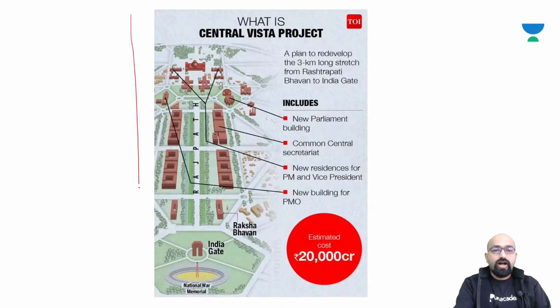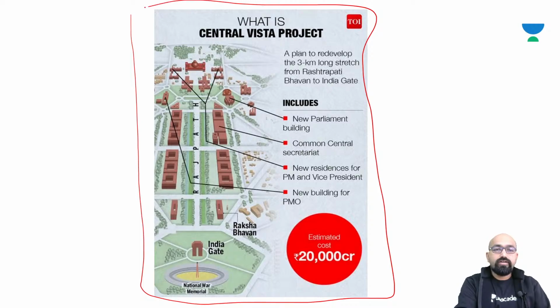See, this is the outline, we can say, of this Central Vista project. So this is a plan to redevelop the 3 kilometer long stretch from Rashtrapati Bhavan to India Gate. See this stretch, guys, known as Rajpath.